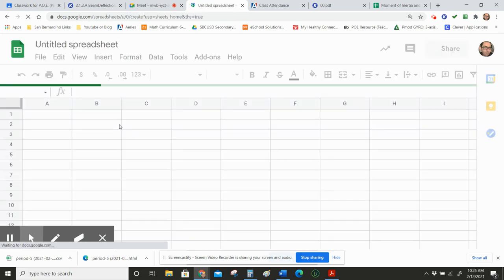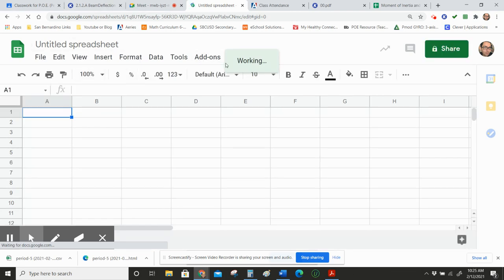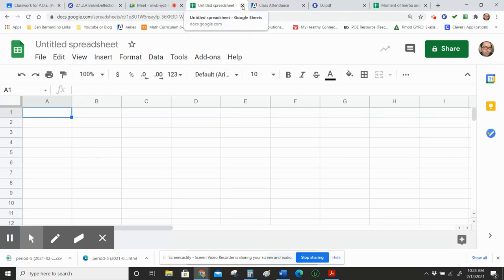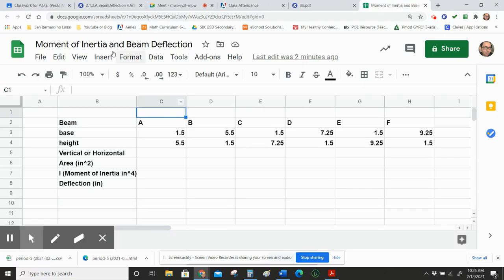Okay, so most likely you will have a blank spreadsheet if you're barely starting this for the first time, or if you have not worked with Google Sheets before, just click on the little plus sign. Since I had a little bit of time, I went ahead and already started this spreadsheet. I called it moment of inertia and beam deflection.